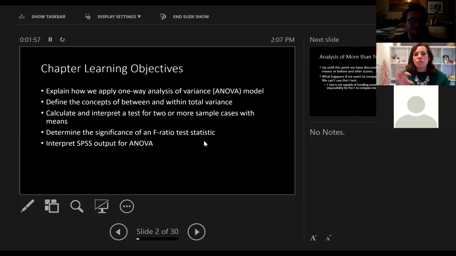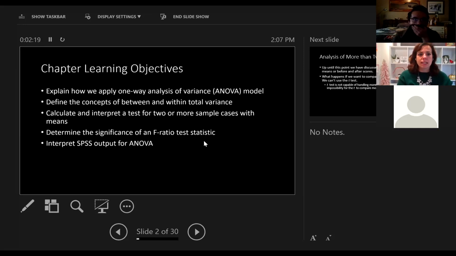We're going to define the concepts of between, within, and total variance. We're going to see how to calculate and interpret it. I will walk you guys through how to do the analysis, the calculation paper and pencil style, but as always, you are not expected to know that for any exam. You're expected to know how to do it in Excel.